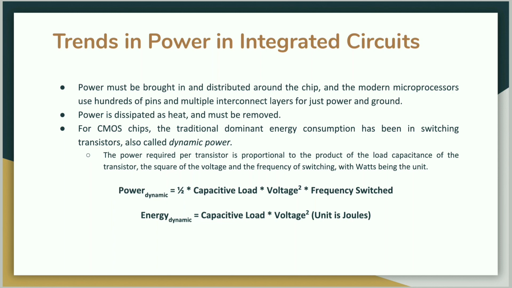So the dynamic power is calculated as the power required per transistor is proportional to the product of the load capacitance of the transistor, the square of the voltage and the frequency of switching. And the unit of the dynamic power is watts. The equation for calculating power and energy are given here. Power is calculated as half times capacitive load into the square of voltage into the switched frequency. And the dynamic energy is calculated as capacitive load into square of voltage. The unit of energy is joules.